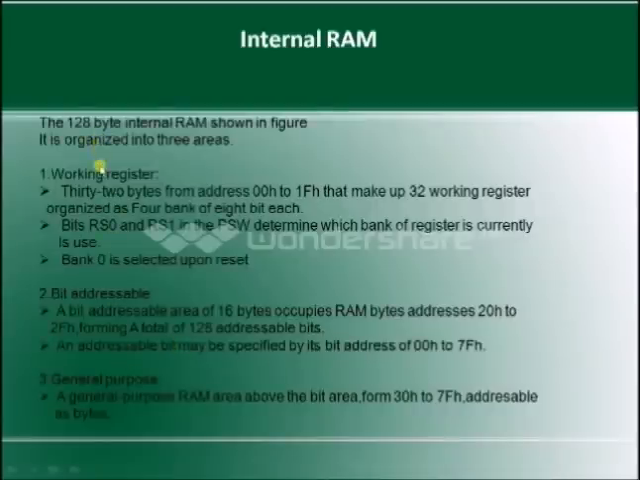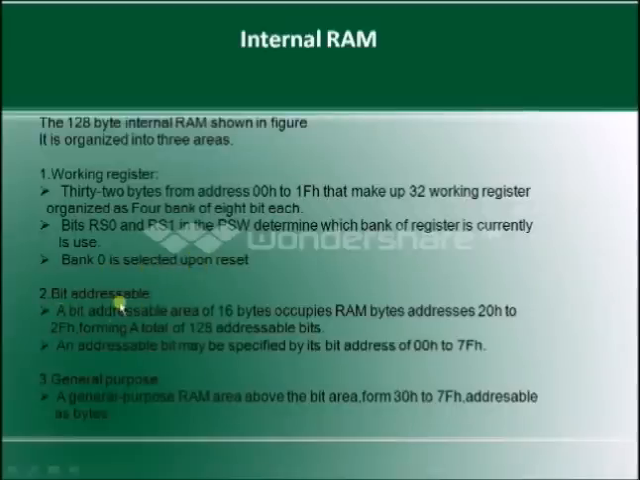As I told you, it is organized in three areas: working registers, bit addressable area, and general purpose RAM. The working registers contain a total of 32 bytes from 00 to 1FH, making up 32 registers, and any of these banks is selected with the help of RS0 and RS1, which are provided in the program status word. By default bank 0 will be selected.